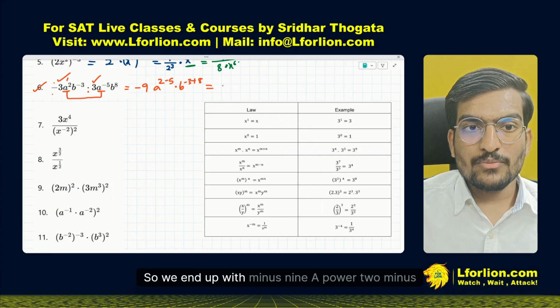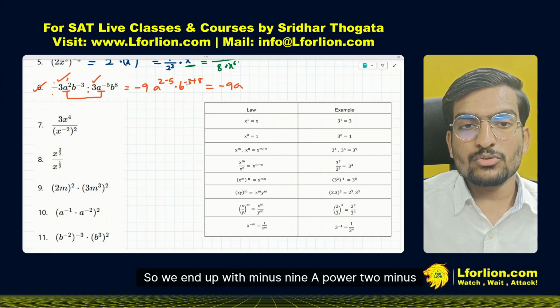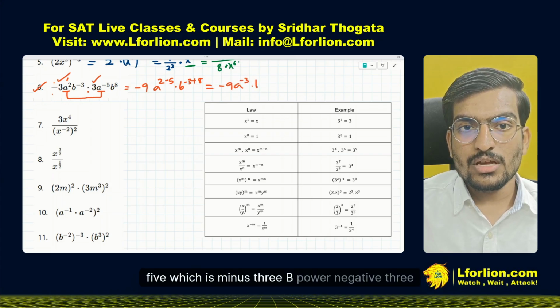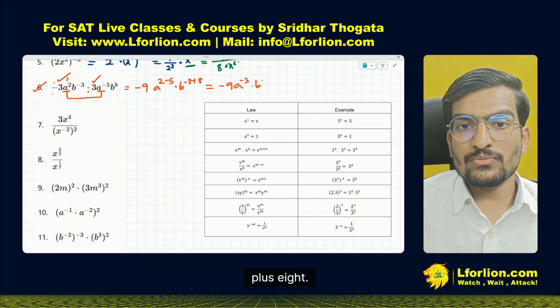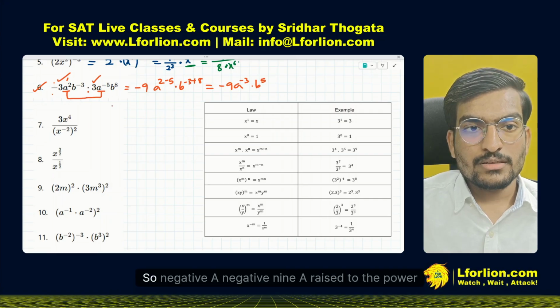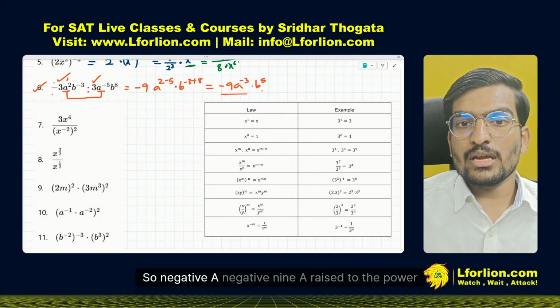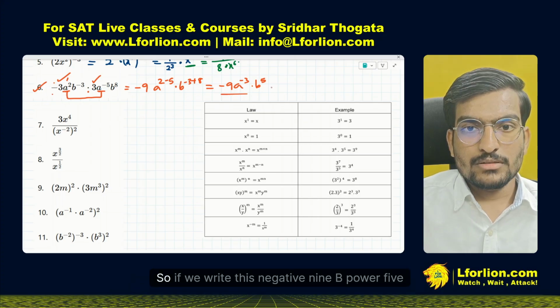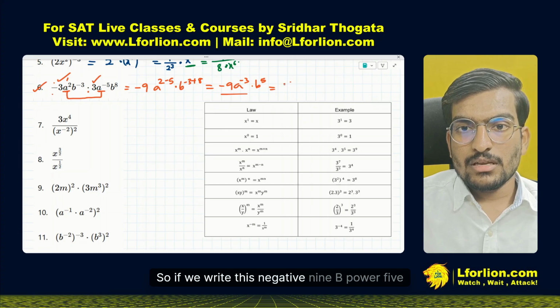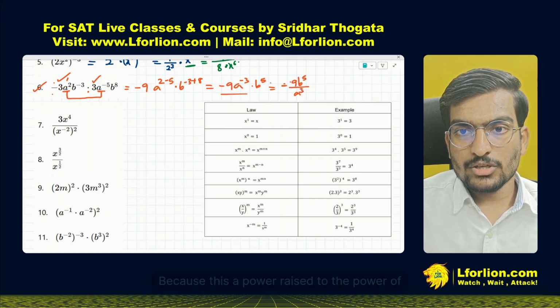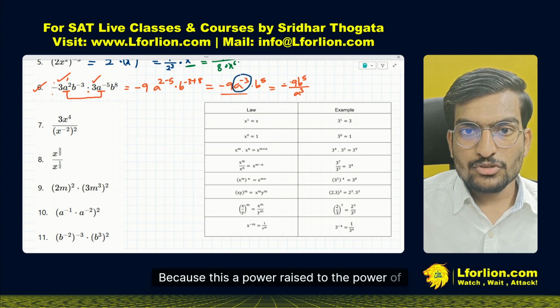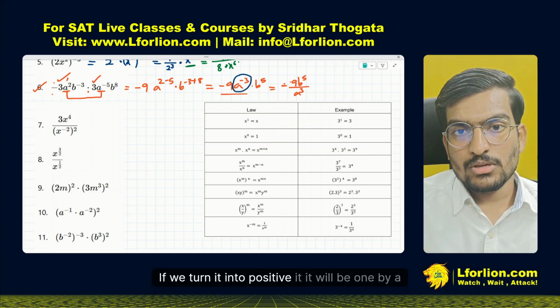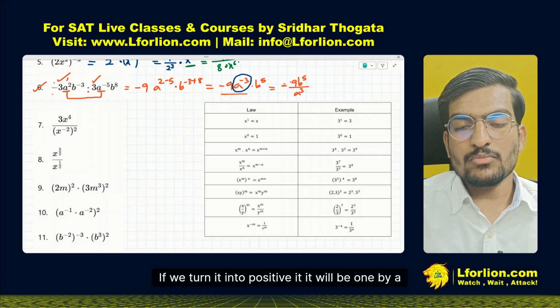So we end up with negative 9, a power 2 minus 5, which is negative 3, b power negative 3 plus 8, which is going to be positive 5. So negative 9, a raised to the power of negative 3, b power 5. If we write this, negative 9b power 5 divided by a cube, because a raised to the power of negative 3, if we turn it into a positive, will be 1 by a cube.